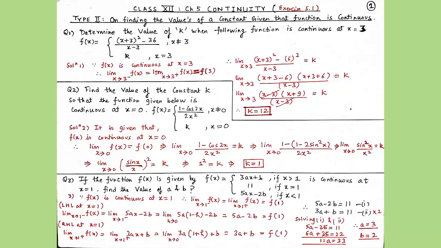So from here we can write this as limit x tends to 0 f(x) is equal to f(0), and this is equal to limit x tends to 0, and in place of f(x) we will write our function, which is (1 minus cos 2x) upon 2x square, is equal to f(0), and we know that at x equal to 0 our function f(x) gives us k. So here, students, we will not put our limit directly. See, if we put x tends to 0 directly, then we get a meaningless form.